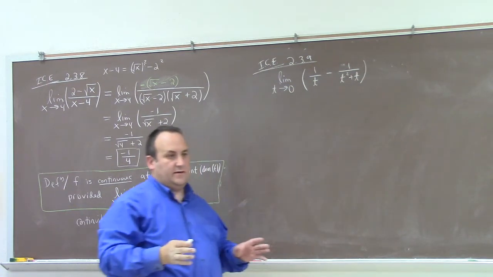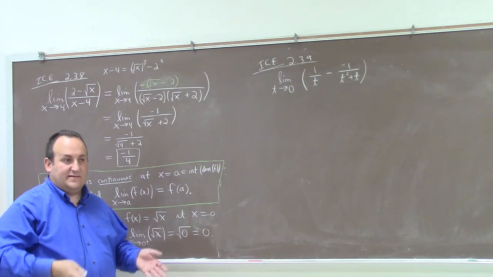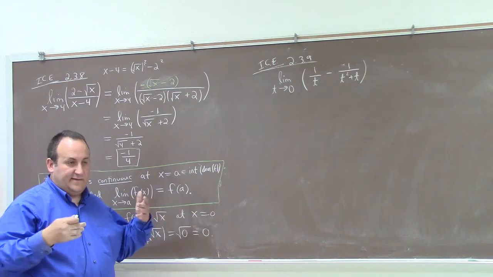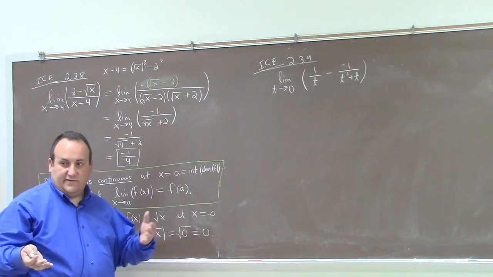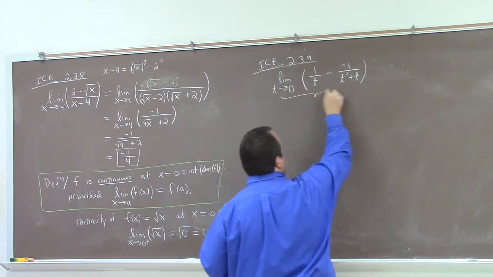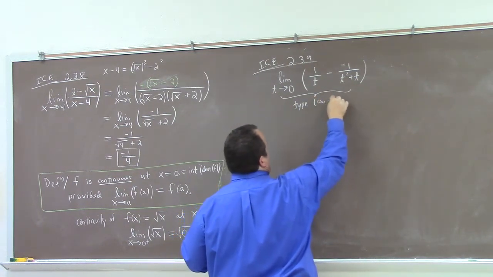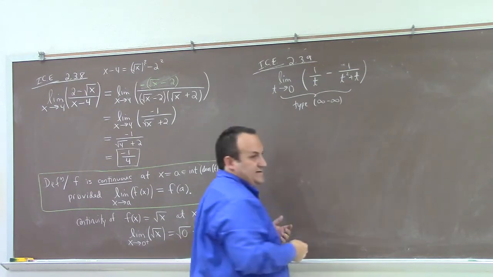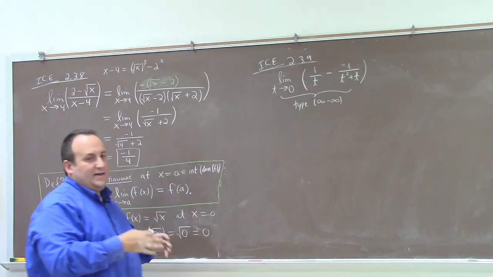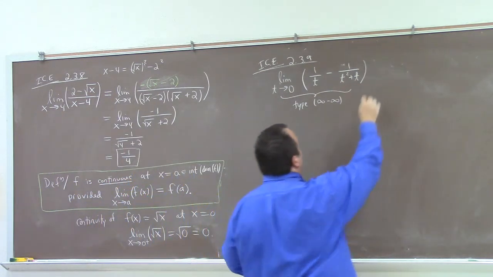So what's happening here, if you try to plug in 0, the first thing is infinity. The second thing is infinity. So this example is one of those ones I was indicating earlier in the thing I just erased. This is type infinity minus infinity. So how do you tame one of these things? Well, pretty much you're going to make a common denominator. That's the go-to move here.